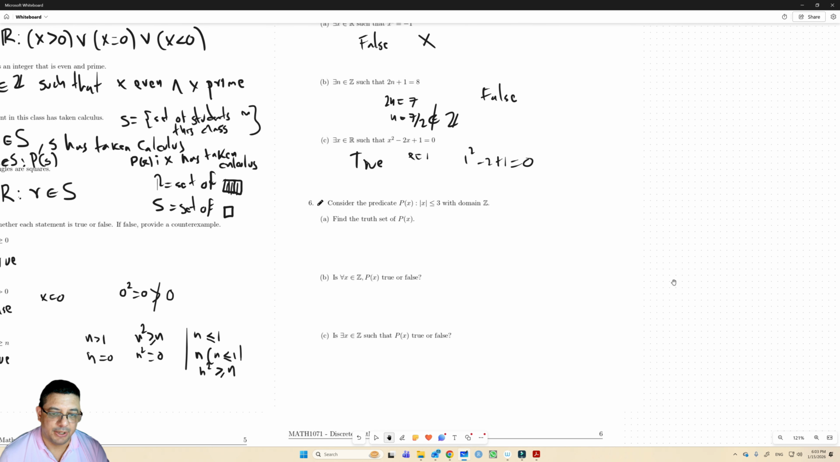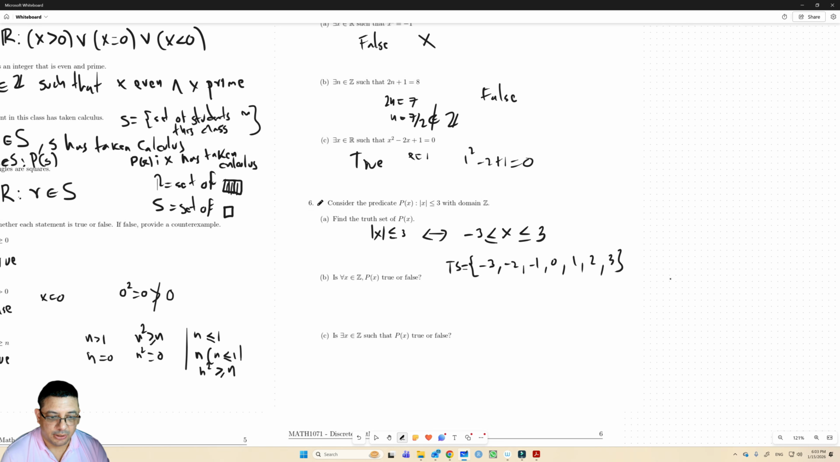Consider the predicate P of x is absolute value of x is less or equal than 3 with domain Z. Let's find the truth set of this. So now, the fact that absolute value of x is less or equal than 3 can be seen as x is between minus 3 and 3. But because this is domain of the integers, this means this is minus 3, minus 2, minus 1, 0, 1, 2, and 3. This is specifically this truth set.